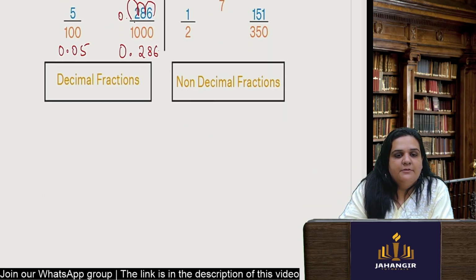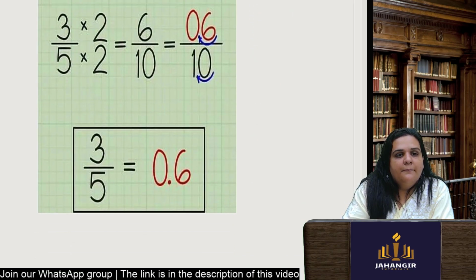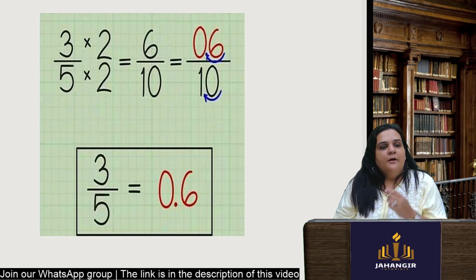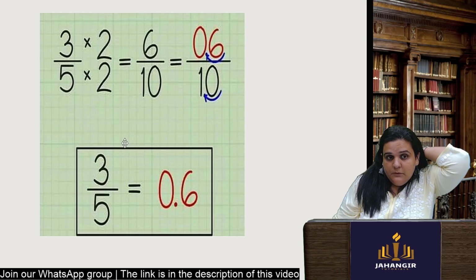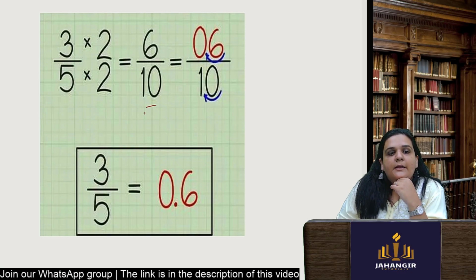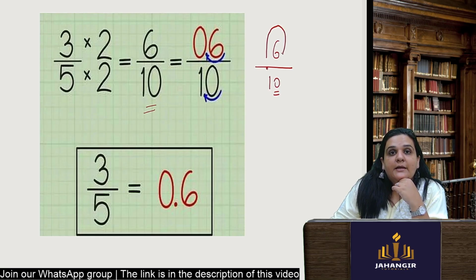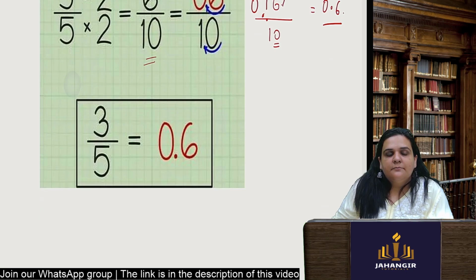Okay, non-decimal fractions are also there. Converting, this is again repeated. Now 3 upon 5 into 2 upon 2. So 6 upon 10. Now I am writing 10 down. Whenever I am writing 6 upon 10, so 1 decimal point, no? So you will just move 1 point behind. So it will be 0.6. So I can write 3 upon 5 as 0.6.